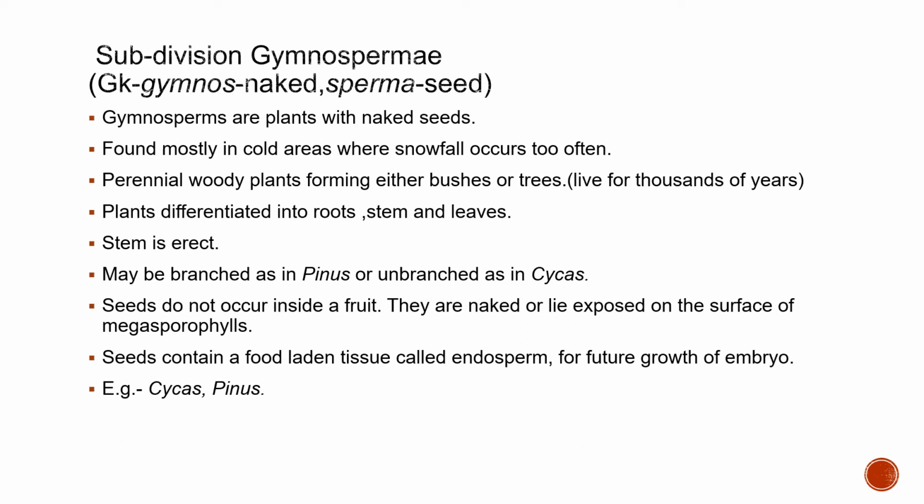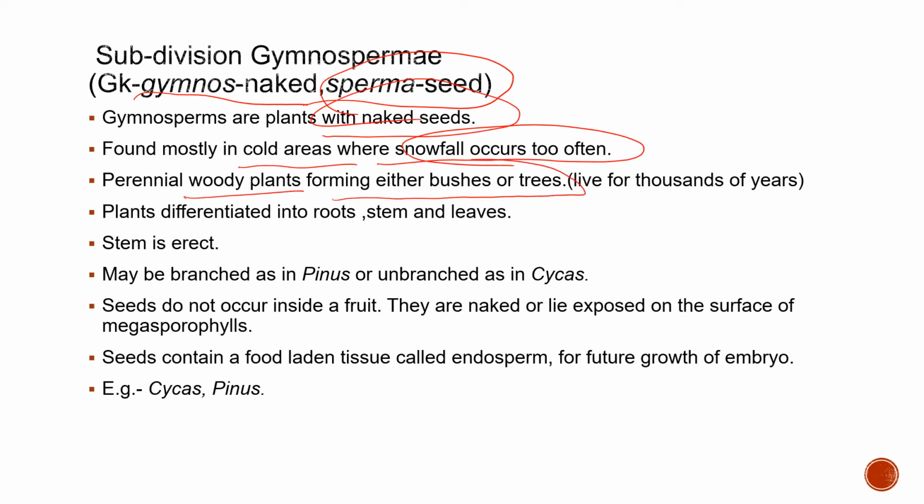Now first here we are discussing the gymnosperms. The word gymnos means naked, and sperma means seed. So under this category, we can say that the plants are with naked seeds. The seeds are not enclosed within fruits, and they are mostly found in the cold areas where snowfall occurs too often. These are perennial woody plants forming either bushes or trees, and they live for thousands of years.